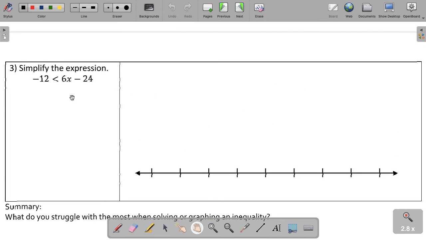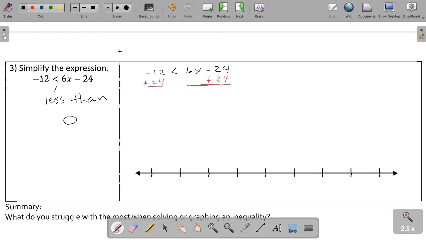Okay, last problem here. Negative 12 is less than, which means it's going to be an open circle. Okay, there's no equal to. 6x minus 24. Negative 12 less than 6x minus 24. So again, we've got 6 times x minus 24, and the first thing we're going to do is add 24. I'm going to add 24 there. I'm going to add 24 there.